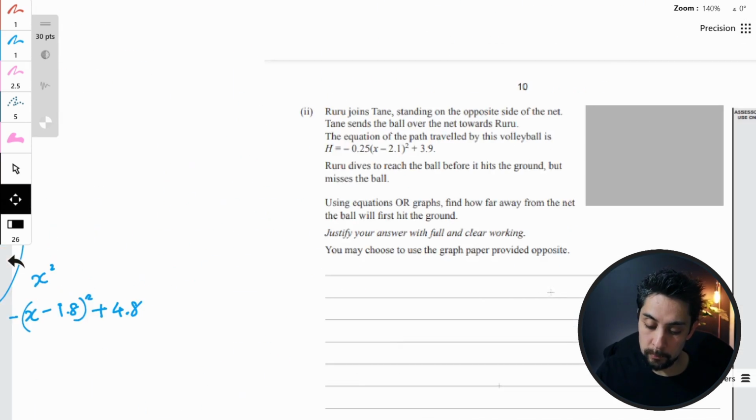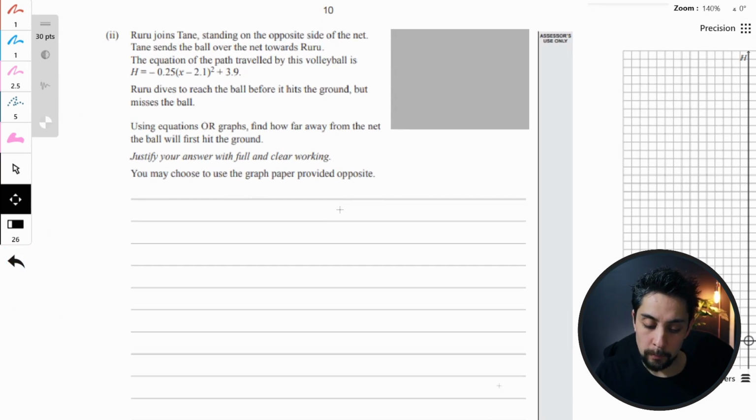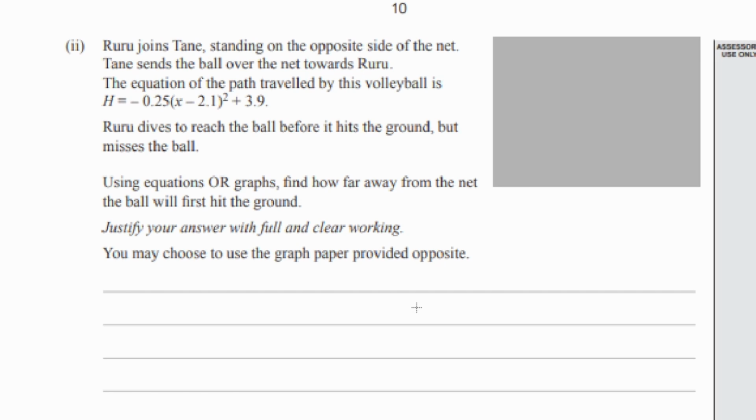Let's move on to the next part. Ruru joins Tane standing on the opposite side of the net. Tane sends the ball over the net towards him. The equation of the path traveled by the volleyball is given there. Ruru dives to reach the ball before it hits the ground but misses the ball. Using equations or graphs, find how far away from the net the ball will be when it first hits the ground.